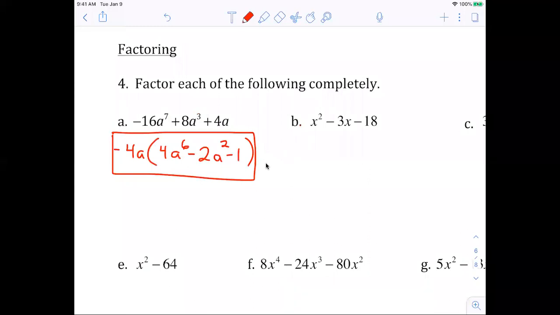So our first thing we always want to look for is a greatest common factor. But as I look at B, there is no greatest common factor. There is nothing that goes into x squared, -3x, and -18. But I noticed that this is a trinomial. So we did some foiling yesterday, and we are now, in a sense, reversing that process.